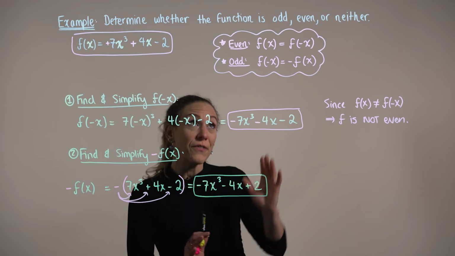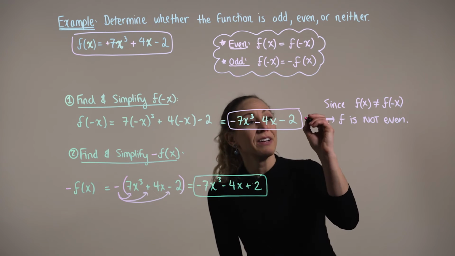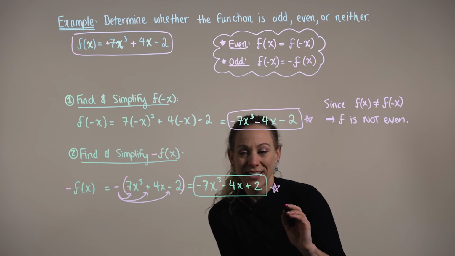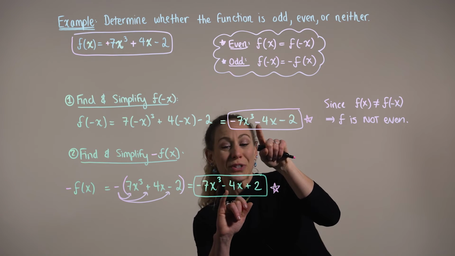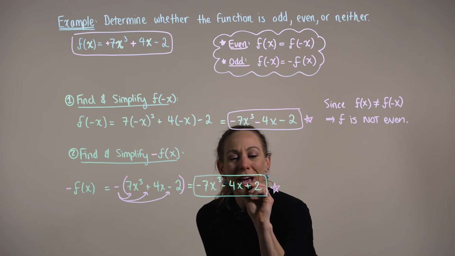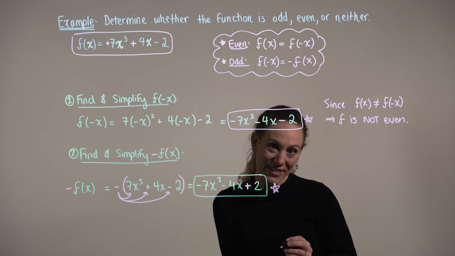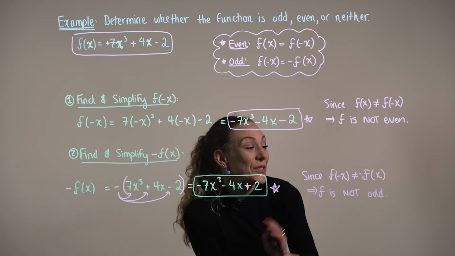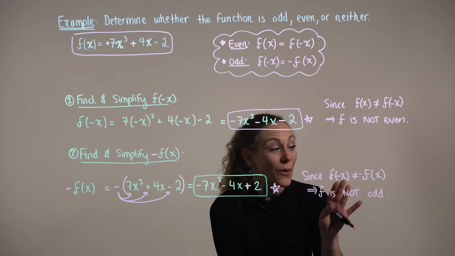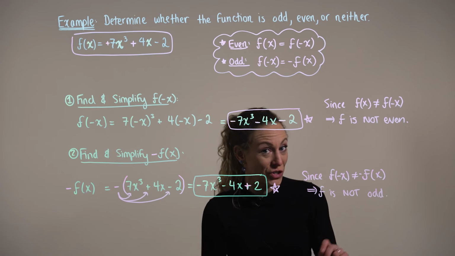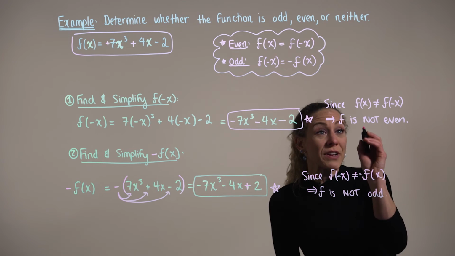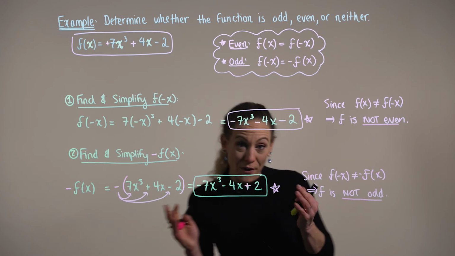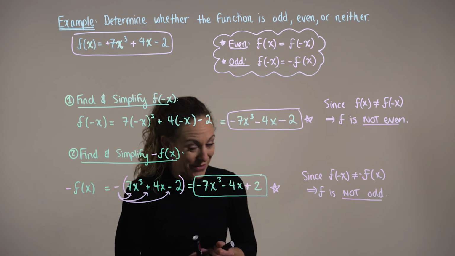So remember, to determine if a function is odd, we are going to compare f of minus x to minus f of x. And here we can see our first two terms are the same, but unfortunately, we have a positive constant in one and a negative constant in the other, which allows us to conclude. So we can say that since f of negative x does not equal minus f of x, this is not an odd function. Now, since we have observed that f is not even and that f is not odd, this means that the function we are working with is neither odd nor even.